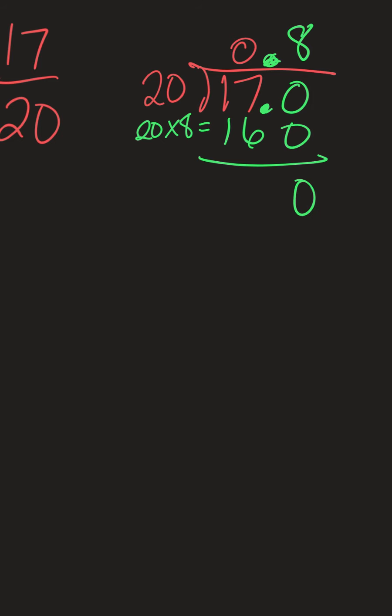It goes in up to 160, which would be 8 times. So 20 times 8 would give me 160. 17 minus 16, 0 minus 0, and 17 minus 16 is going to give us 10, which is not quite done yet, but I'm going to place another 0. And always check out at least a couple of decimals afterwards. 100. 20 does go into 100 evenly, so this is a terminating decimal this time instead of repeating.